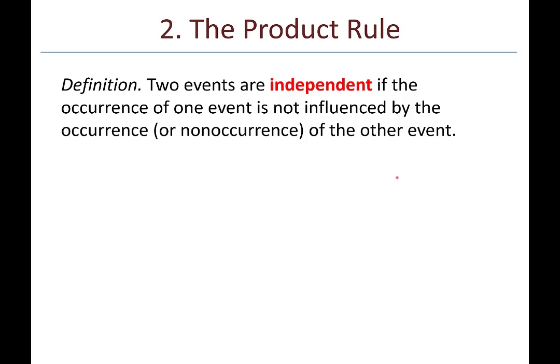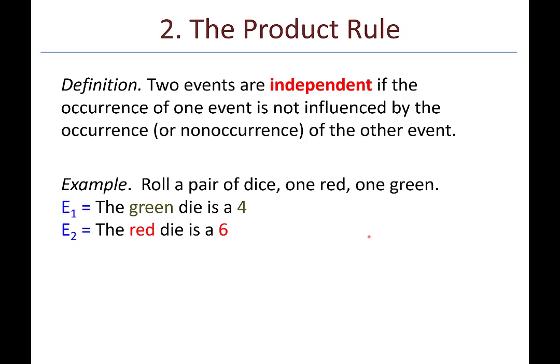The product rule. Here's our second big idea. And previously I had a definition of disjoint that was important. In this case, I have a definition for the word independent, which will be important for us. Two events are called independent if the occurrence of one event is not influenced by the occurrence or non-occurrence of the other event. For example, suppose you roll a pair of dice, one is red, one is green.